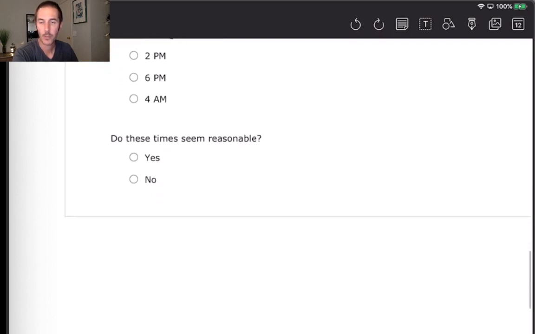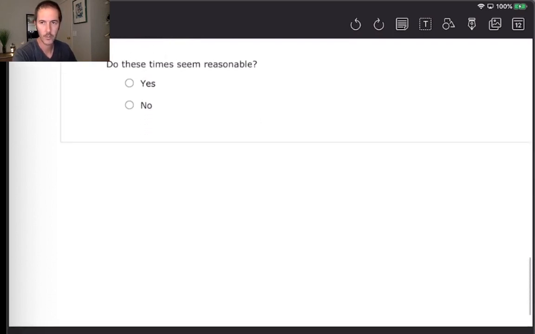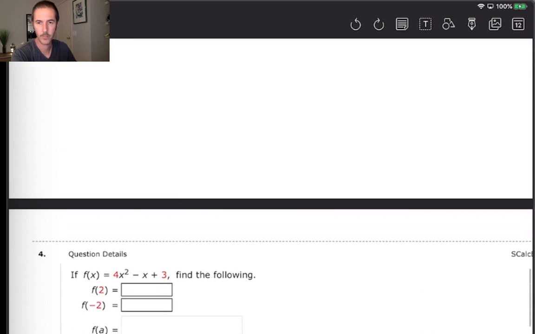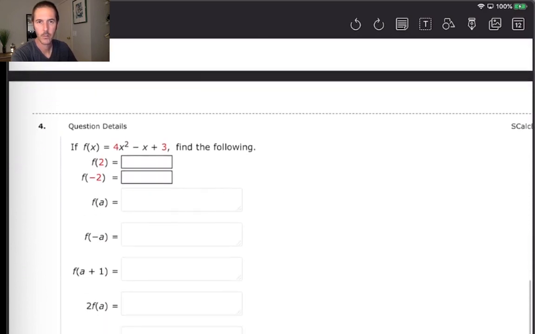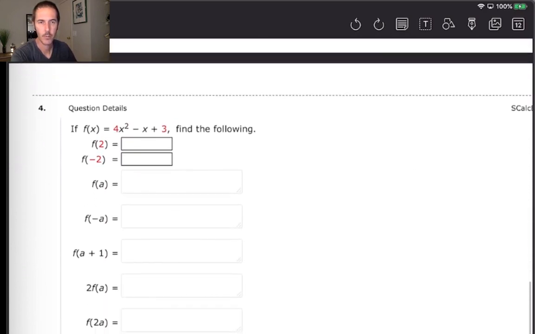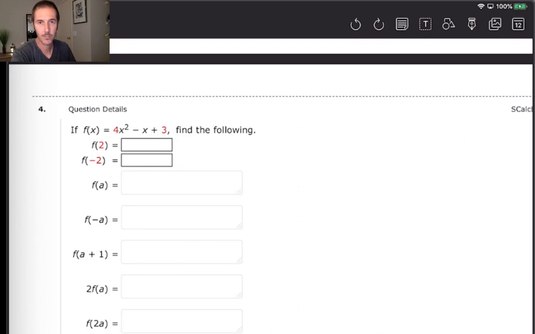Do these times seem reasonable? When you're in a word problem, it's always nice to ask yourself if your answers seem reasonable. It's a way to sort of help you check your answers and make sure that you're answering with an answer that's at least potentially correct, right? Something feasible would be nice.